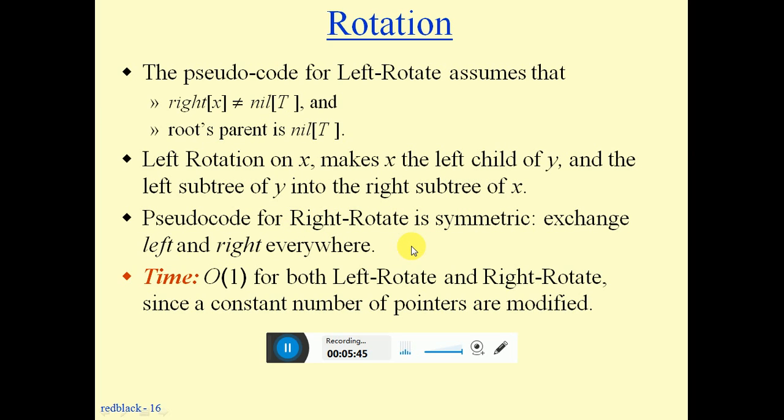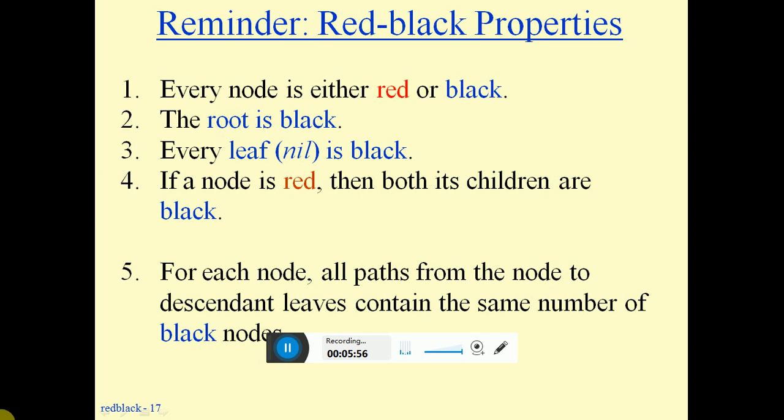Pseudo-code for right rotation is symmetric to left rotation, exchanging left and right. Both are O(1), since only a constant number of pointers are modified. Red-black tree properties: every node is either red or black, the root is black, every leaf (nil) is black, and if a node is red, both its children are black. For each node, all paths from the node to descendant leaves contain the same number of black nodes.